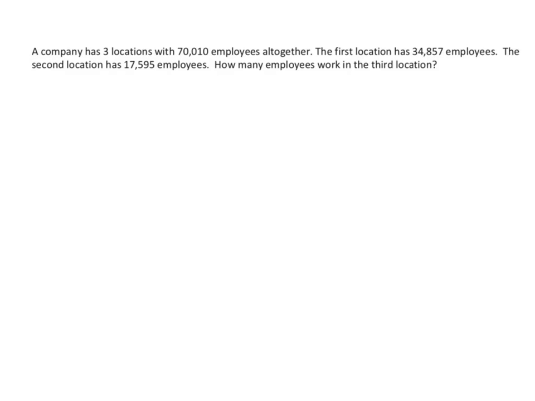So let's go back into the problem and underline some of the important information. The first important information is that there are 3 locations total, and that the first number we see is 70,010, and that's the employees all together. This number altogether is really important because this is going to be helpful when I'm drawing my tape diagram. Then we have the first location has 34,857 employees, and the second location has 17,595 employees. And then of course the question is, how many employees work in the third location?